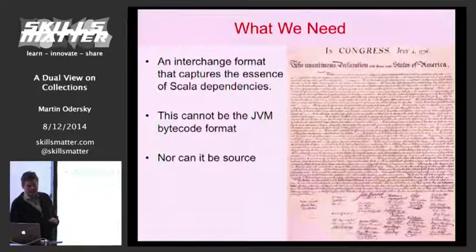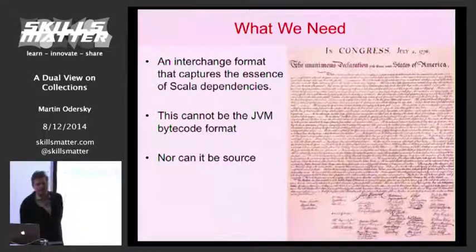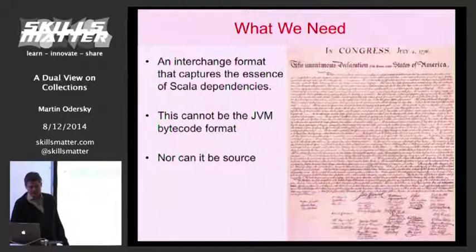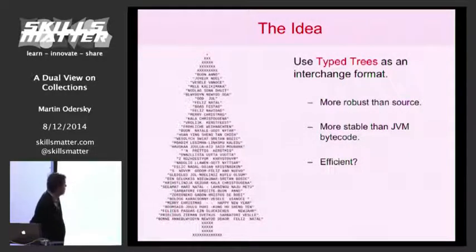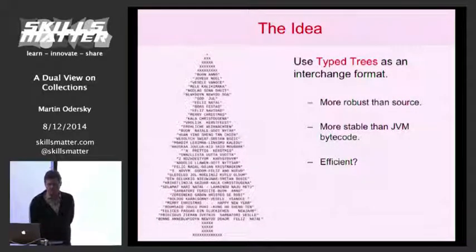So I think what we need is a sort of declaration of independence, an interchange format that captures the essence of Scala dependencies and not JVM bytecode dependencies. And it can't be source either because source is too fickle. So the idea that I want to propose, and where I would be happy to discuss with people and get your opinions, is to use type trees as an interchange format. And I'll argue that type trees are much more robust than source. They're much more stable than JVM bytecode.